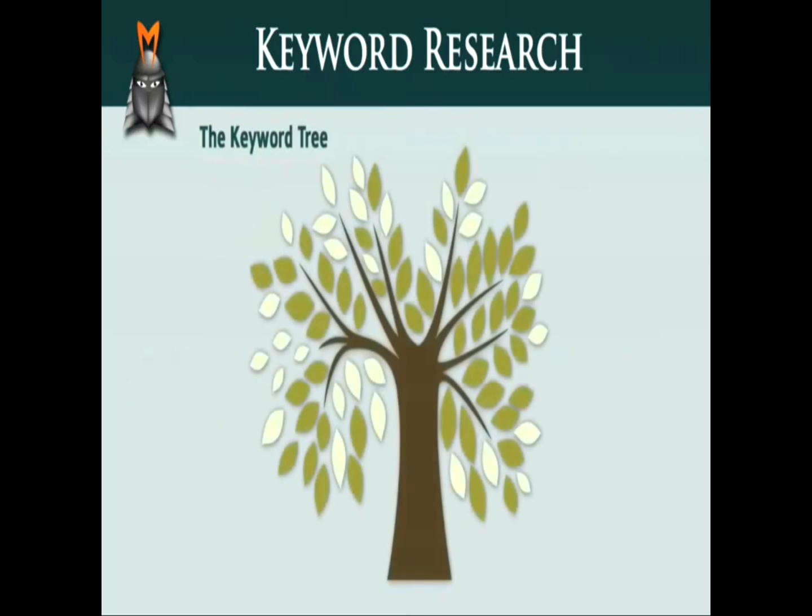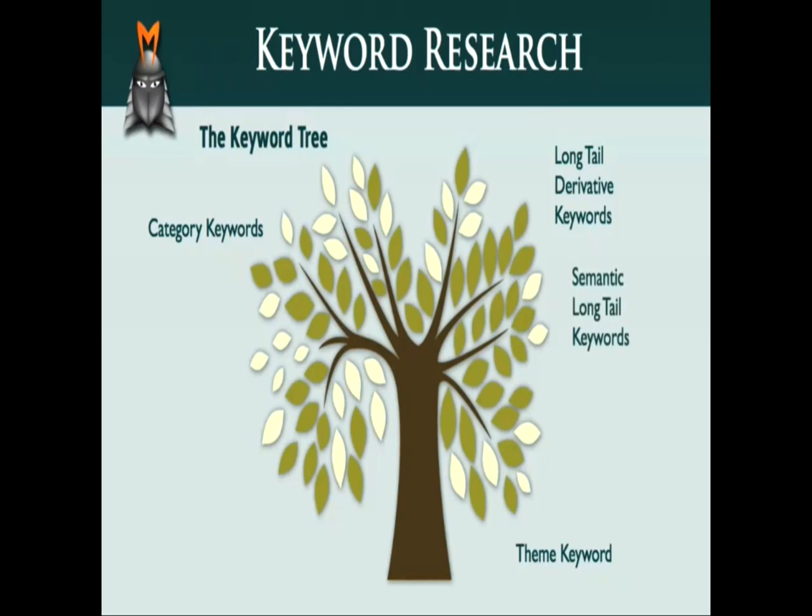So coming back to the keyword tree, what you really want to create is a website that contains good quality articles that target your theme keyword, your category keywords, and also a wide range of long-tail derivative keywords and semantic long-tail keywords that are relevant to your business. Over time, as you continue to grow your content base and your link network, you'll develop more authority in your chosen niche and subsequently attract more traffic.